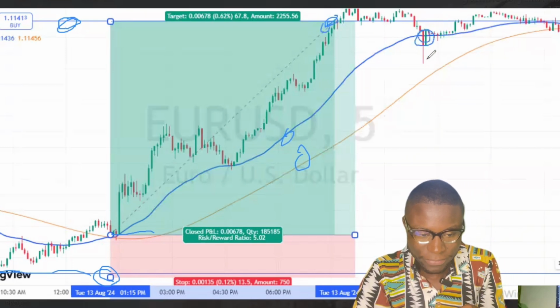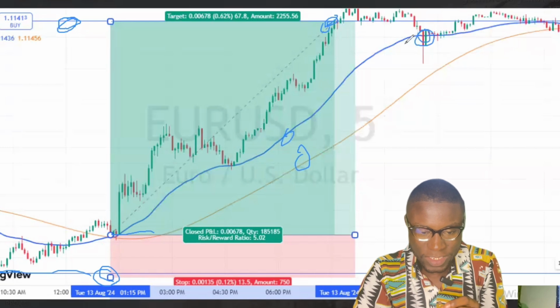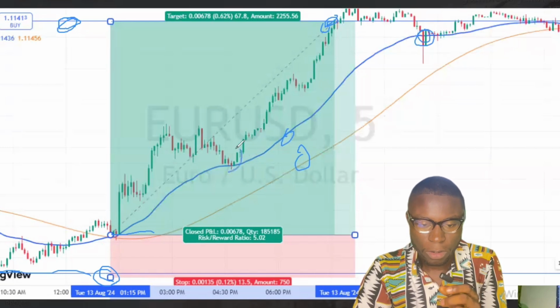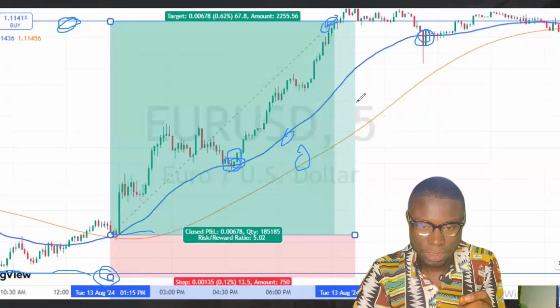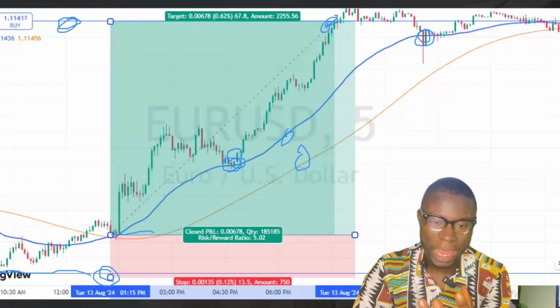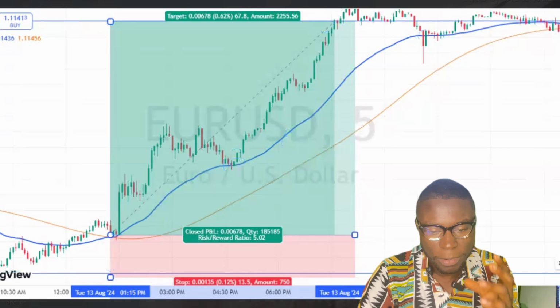As soon as I see this candle closing below the blue moving average, because price has been respecting it, as we can see here, I would close. Alright, so this is how I exit my trades.